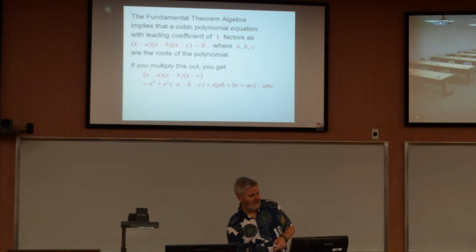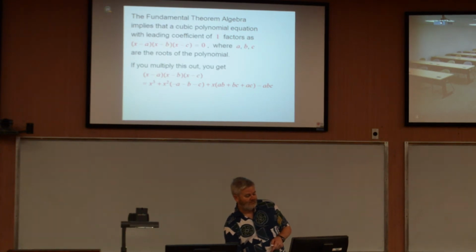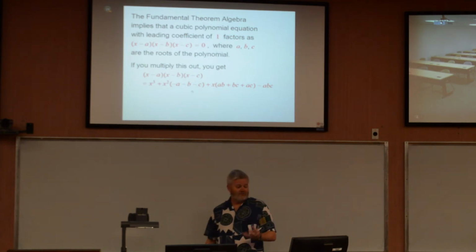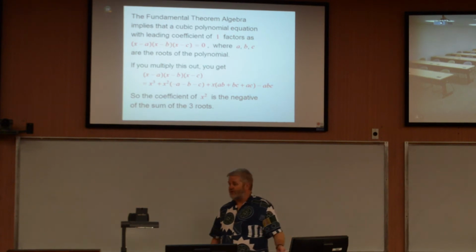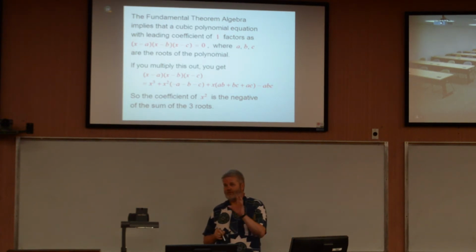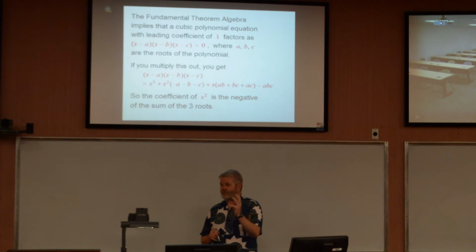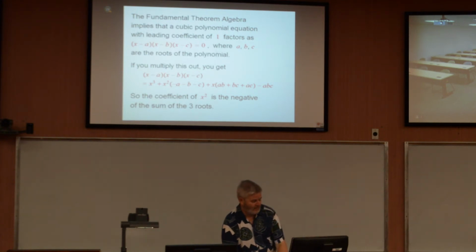Okay, so when we multiply this out, we get what are called symmetric polynomials, but anyway, the coefficient of x squared is actually the negative sum of the roots. So if you know 2 of the roots, you just take the x squared coefficient, and you can figure out the third root. Well, that's going to be the x coordinate of that third intersection point. Okay, so the coefficient of x squared is the negative of the sum of the 3 roots.